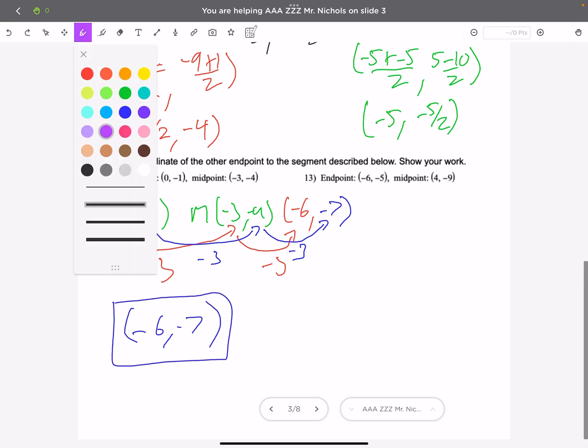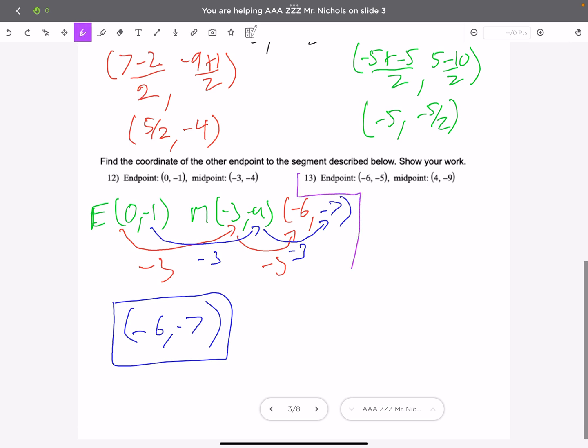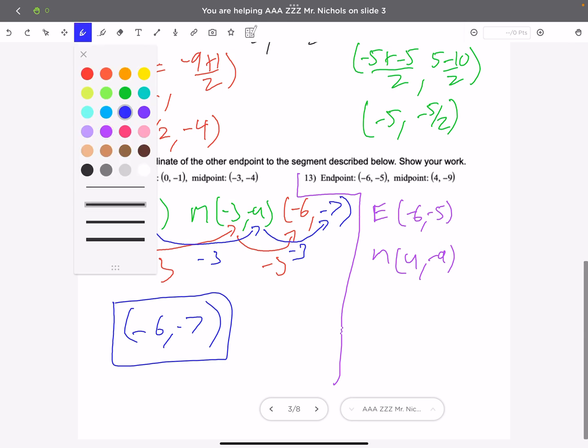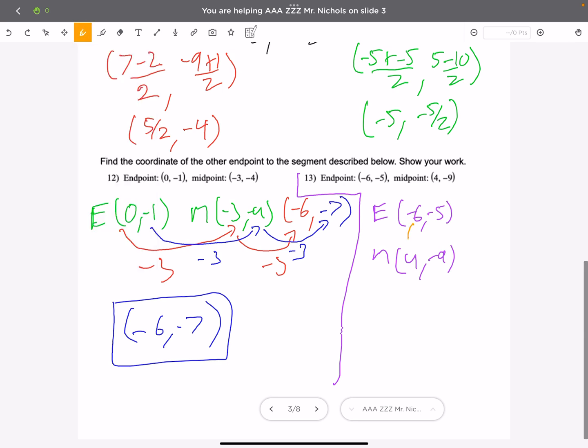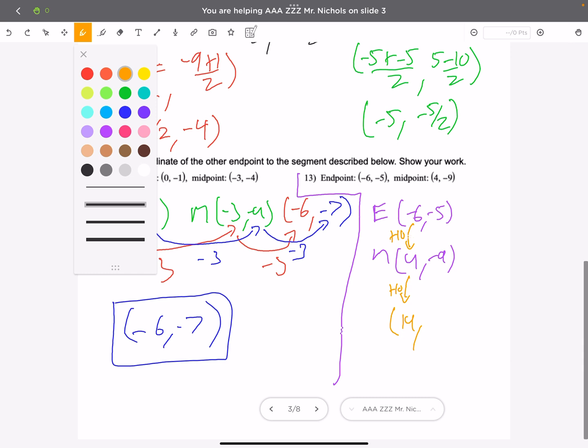Now let's do 13, same thing. I have the point, and we'll do it vertically this time. I have my endpoint is -6, -5, and my midpoint is 4, -9. Now from -6 to 4, I add 10. So I'm going to add another 10 and get 14 as my x.